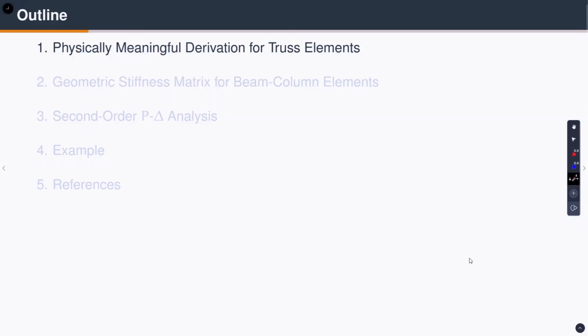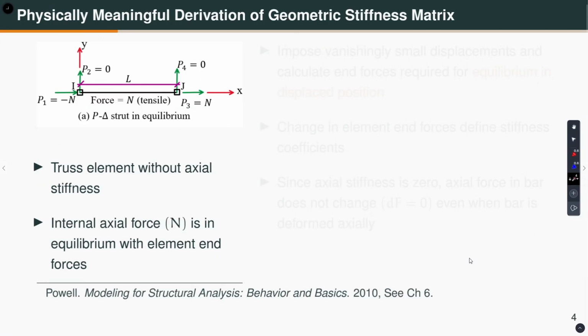So, let us first do a physically meaningful derivation of the geometric stiffness matrix for a truss element. Consider that this truss element is in local coordinates. Capital P1, P2, P3, P4 are the element end forces, and this element has an axial force N, which is tensile taken to be positive, and we often call this a P delta strut. So, this internal axial force N is in equilibrium with the element end forces P1, P2, P3, P4, right.